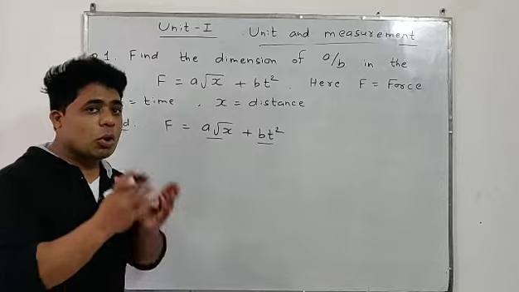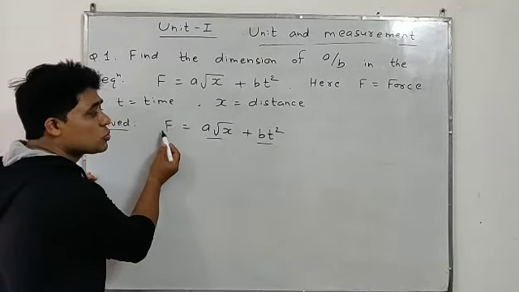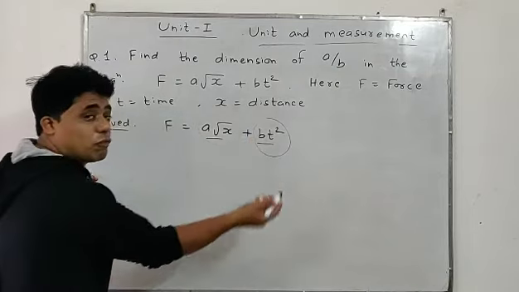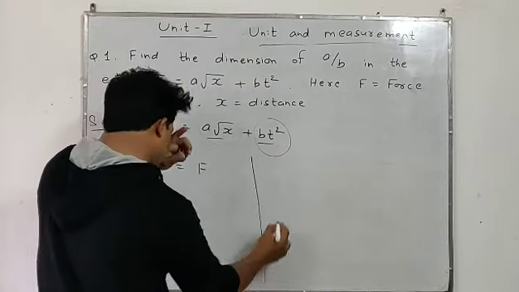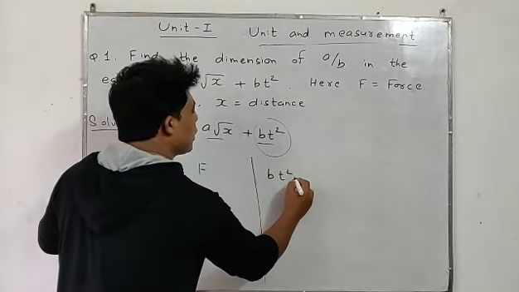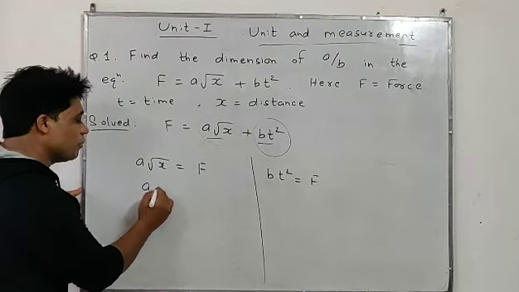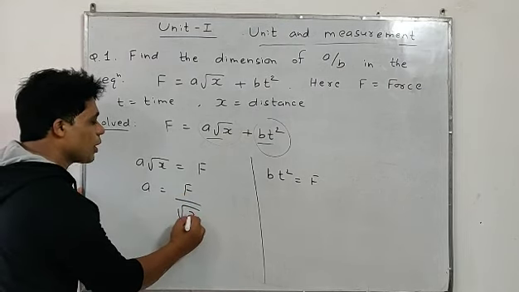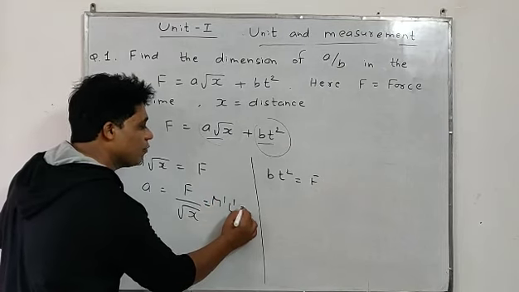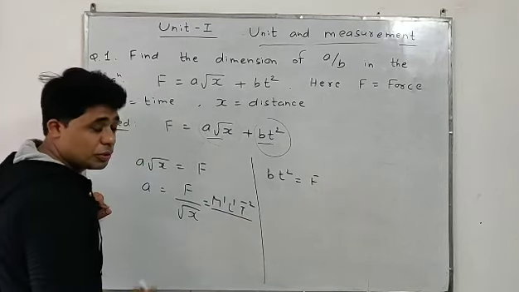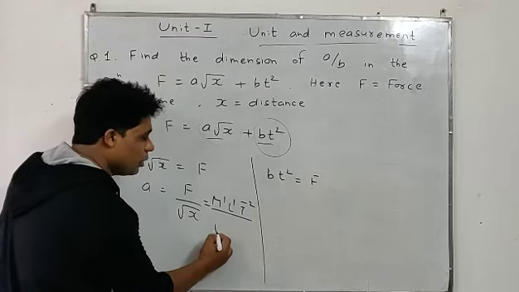Equal added to equal. On behalf of that concept, if the entire equation equals force, each individual term should also equal force. It means A root x should equal force, and B t square also equals force. Now let's find the dimension of A: force by root x. We know the dimension of force, we did it before: M1 L1 T minus 2. And distance is represented by L.